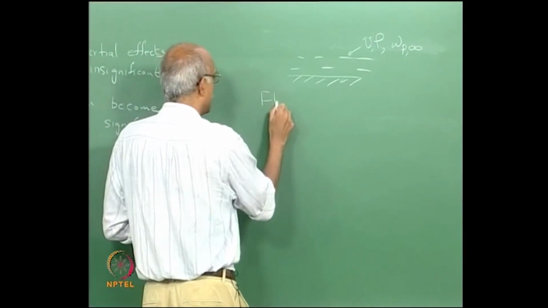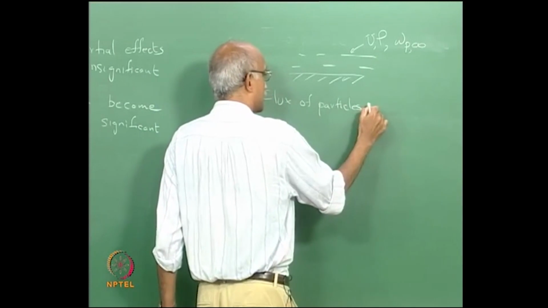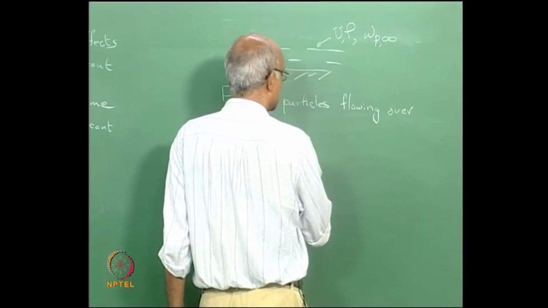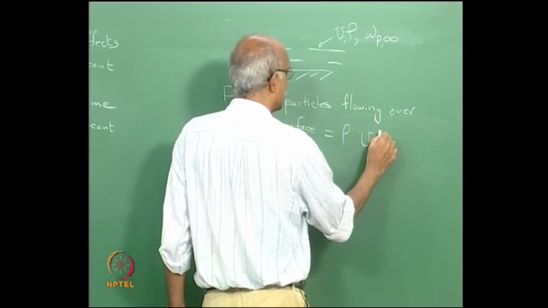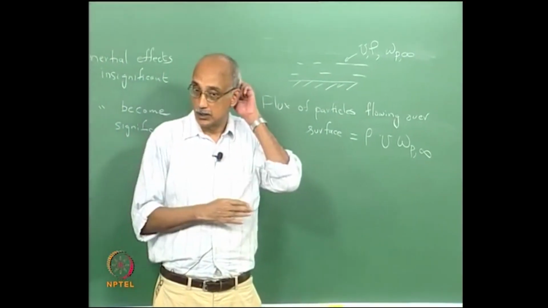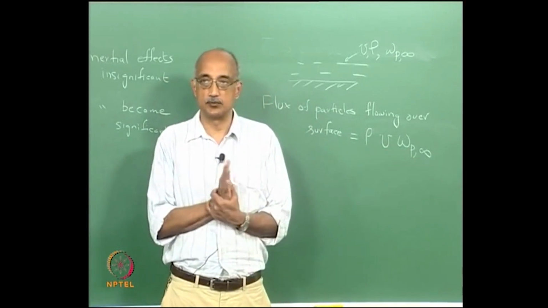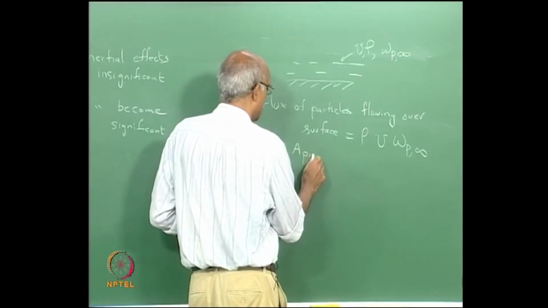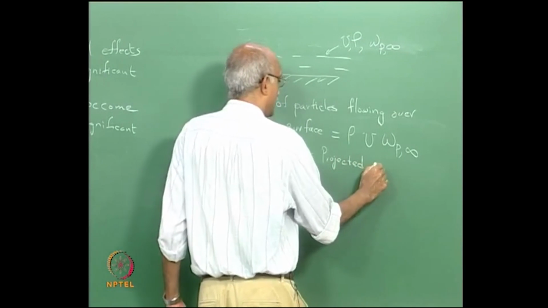So, flux of material or flux of particles flowing over the surface will be simply equal to rho times u times omega p infinity, right. Rho u stands for the total flux of the fluid over the surface, and when you multiply it by the mass fraction of particles, that gives you the flux of particles across the surface. Now, let us say that some A projected is the projected area of the surface that is encountering the flow.